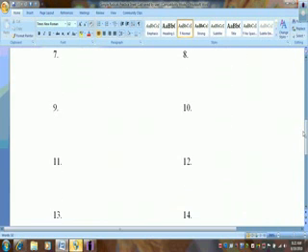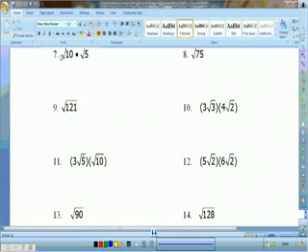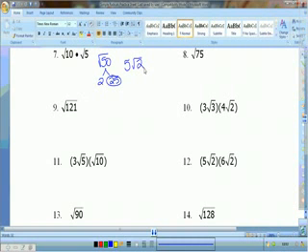Now let's look at our next set. For number 7, that is 10 times 5, so that's the square root of 50. Factors of 50 are 2 and 25. So the square root of 25 is 5, and the square root of 2 is left. For 75, that is 3 and 25, and the square root of 25 is 5, with a square root of 3 left over. The square root of 121 is 11.